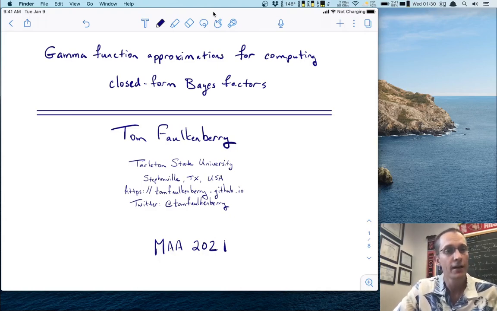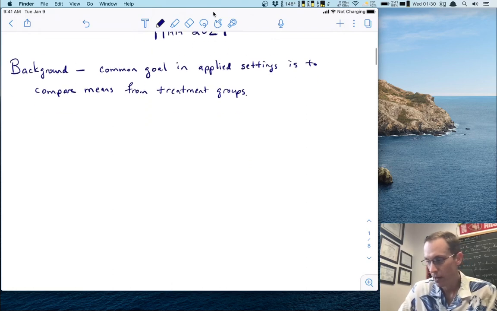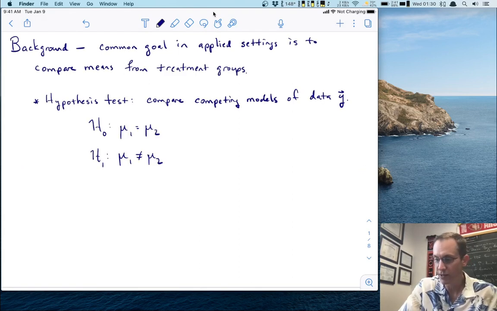Today I'm going to be talking about gamma function approximations for computing closed-form Bayes factors. Now, to begin with some background, a common goal in applied settings is to compare means from treatment groups. This happens in a lot of different fields. And the main way that we do this is we perform a hypothesis test. So we are comparing competing models of some observed data Y.